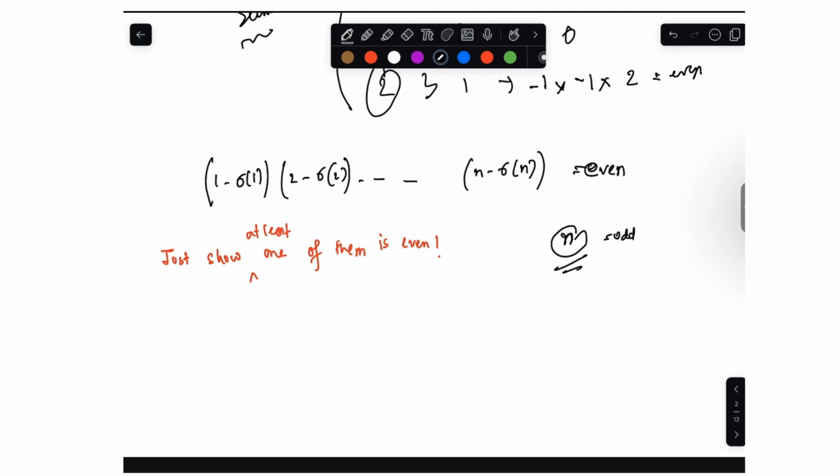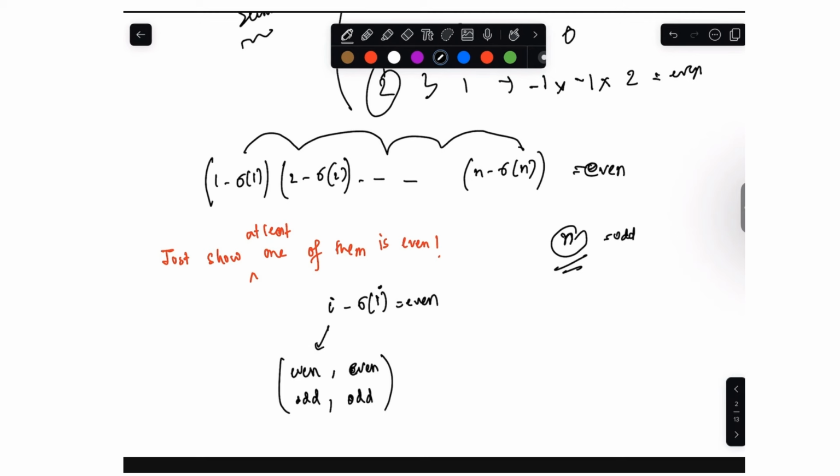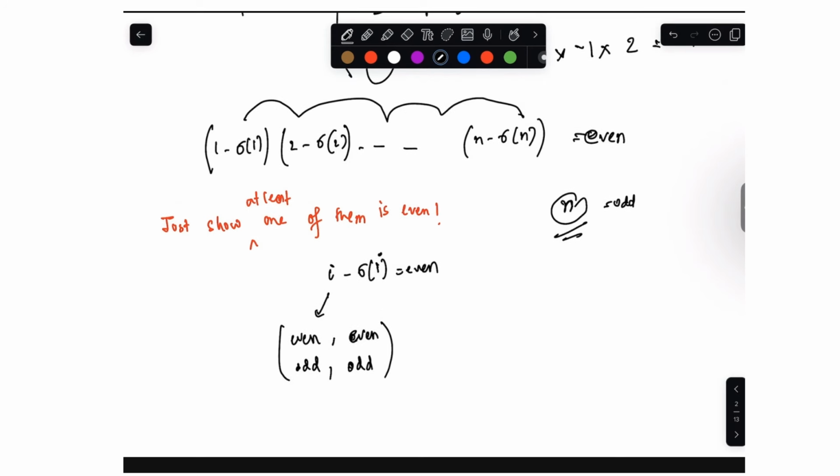So therefore, you have to somehow use that a number of them are odd, and one of them must be even out of it. Now, why should it happen? For some i it is even. That means either n is even and sigma is even, or this one is odd and sigma is odd. Now you think, it can happen that all of them are odd and even, right? I can be odd and this can be even, and vice versa. What is stopping it from happening?